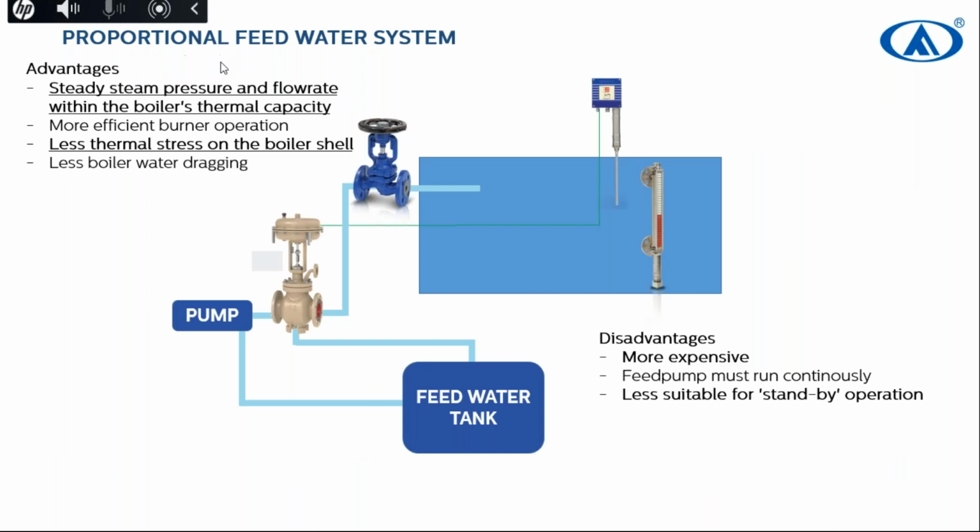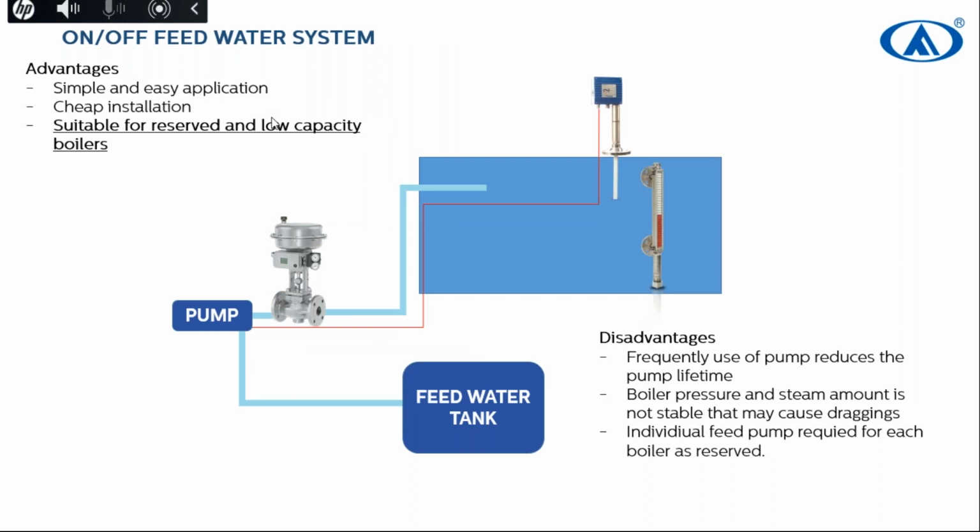It works like this. The proportional feed water system works like this. The three-way control valve, a diverting type control valve, will change the direction of the water according to the signal of the level probe. And this level probe is working continuously, and it continues to change the water flow side. And the pump will work continuously. The pump will not stop ever.